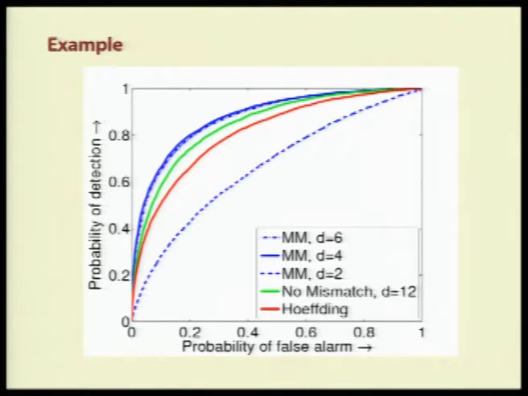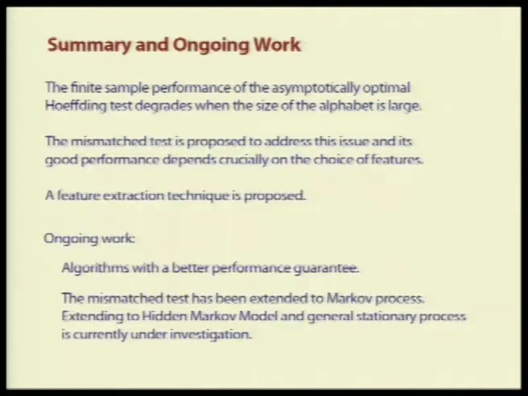But if I restrict my dimension further and use my heuristic, this is the performance I get for dimension 4. So you get even better than the mismatch test with no mismatch. But if you are not careful and look at higher d, then you get worse results. That's partly because I don't have a global optimal solution with my algorithm.